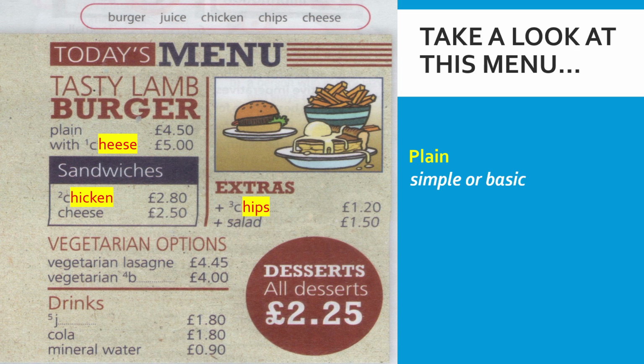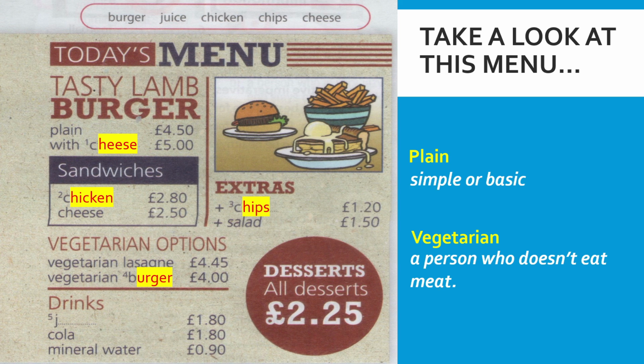What is the meaning of vegetarian? Vegetarian means a person who doesn't eat meat. There are vegetarian lasagna and also vegetarian burger. Vegetarian lasagna costs you £4.45 and vegetarian burger costs you £4. And last but not least, there are only 3 types of drinks available. Mineral water costs you 90p and cola costs you £1.80. And the answer here should be juice, which costs you £1.82.